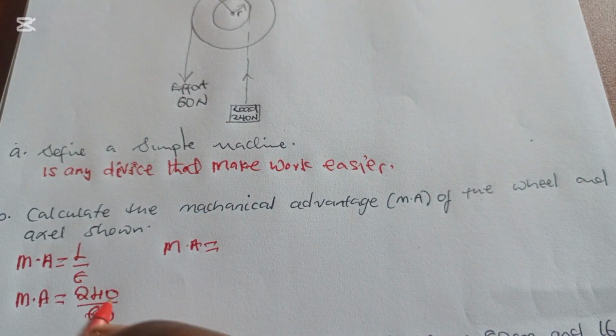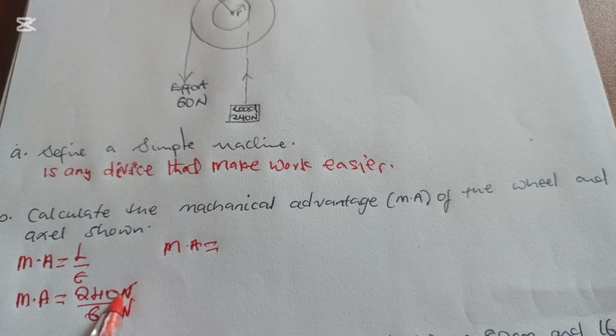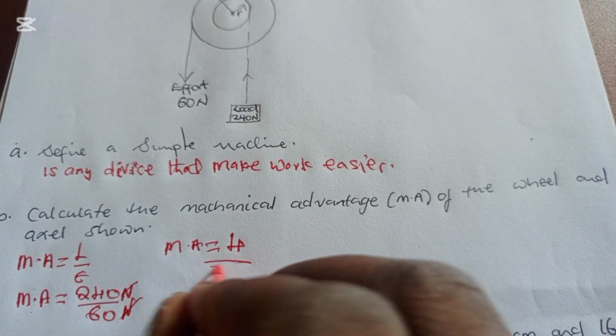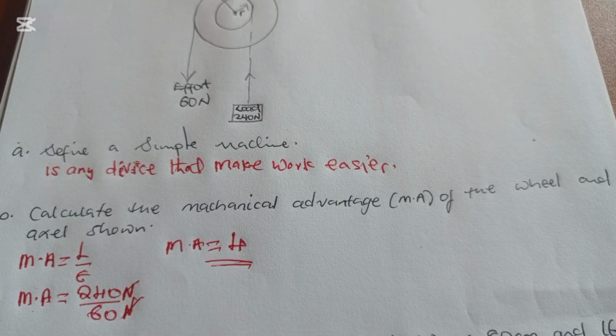So mind you, here we had the newton here and also here newton. So the newton and newton cancel each other. Therefore, mechanical advantage has got no SI unit. So the answer will be just 4. This will be the final answer. Then I'll move to question C.